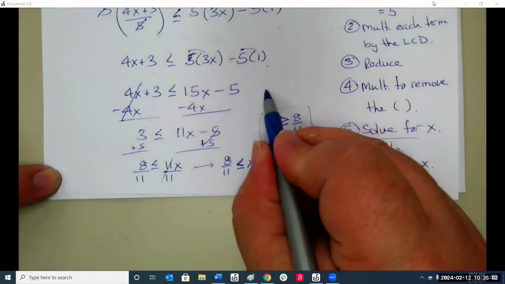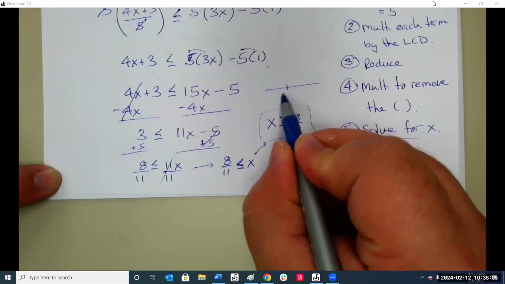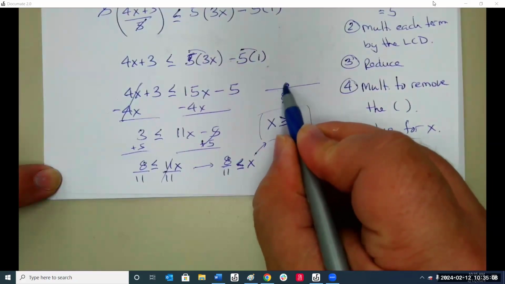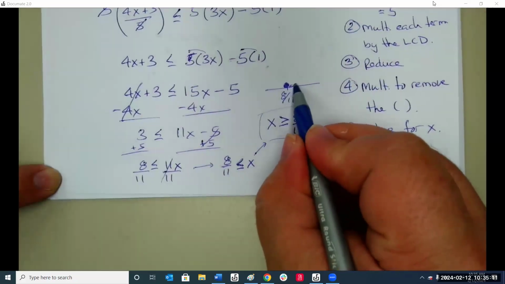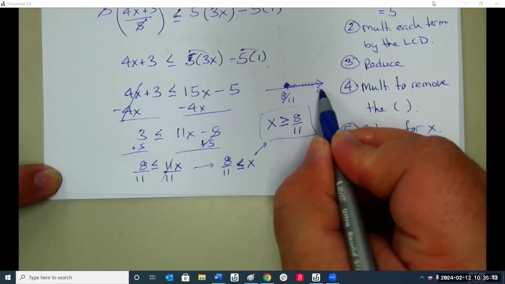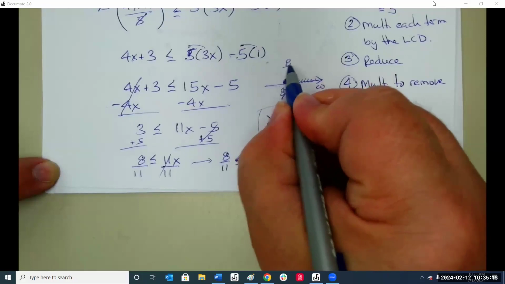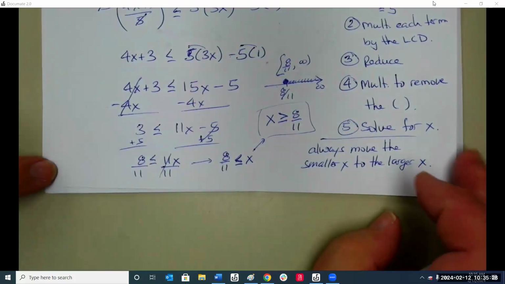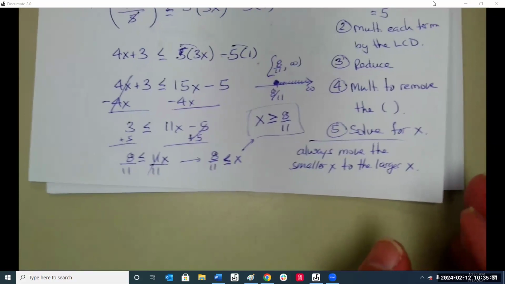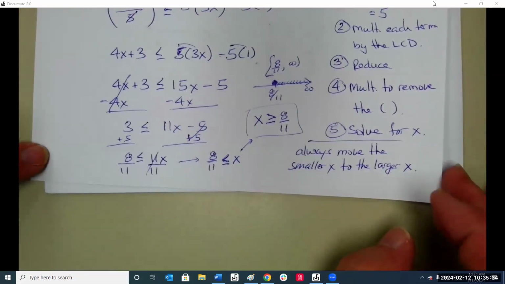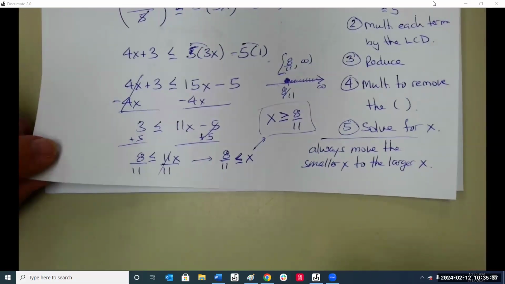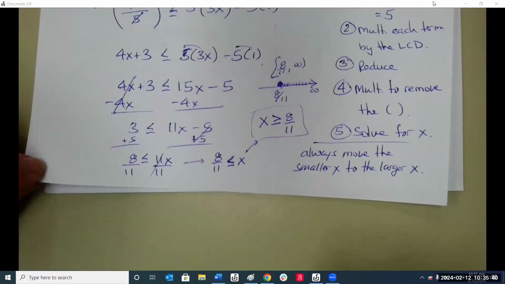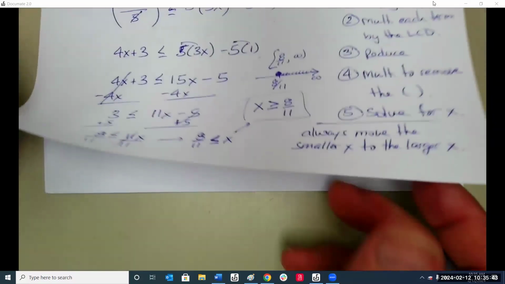So what this would tell us is we have 8 over 11. It's a solid dot. And it goes to the right. So 8 over 11, comma infinity. That's right. So always move the smaller x to the larger x and then work from there. So let's look at another example here.